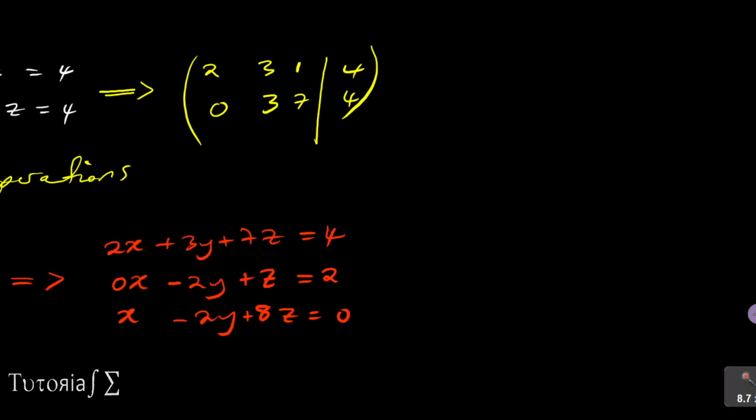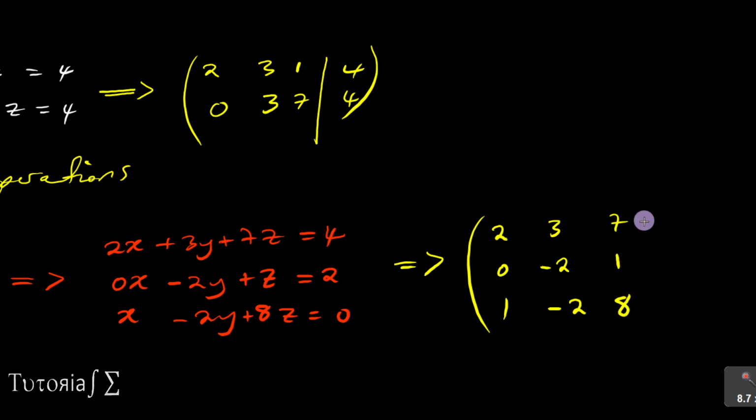Okay, now once you've done that, you need to form a block matrix. So what you just do is you get the coefficients. So the coefficients of x are 2, 0, 1. The coefficients of y are 3, negative 2, negative 2. The coefficients of z are 7, 1, 8. The solutions part is 4, 2, 0. Okay, so we have formed a block matrix.